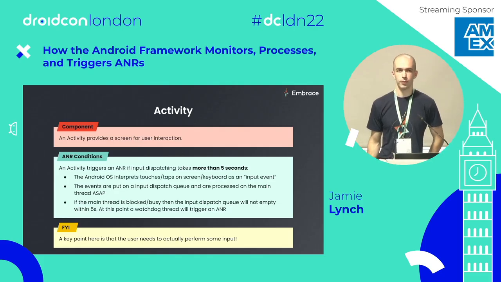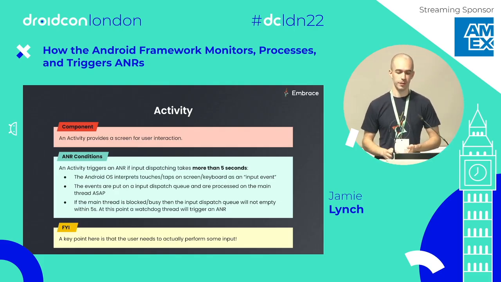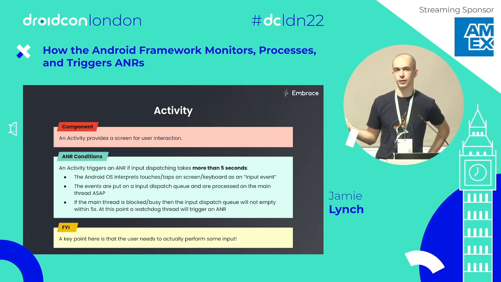So let's go through the individual components and their timings in a little bit more detail. For an activity, you can get an ANR if input dispatching takes more than 5 seconds. And this is where the common misconception that an ANR takes 5 seconds comes from.